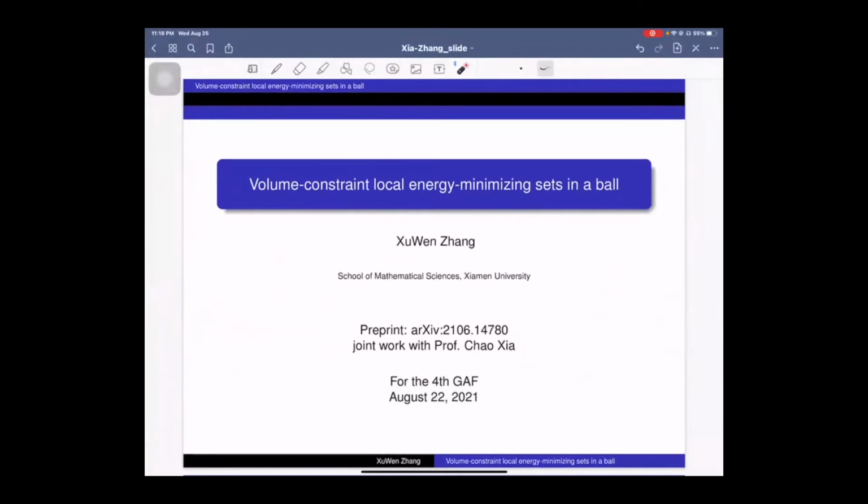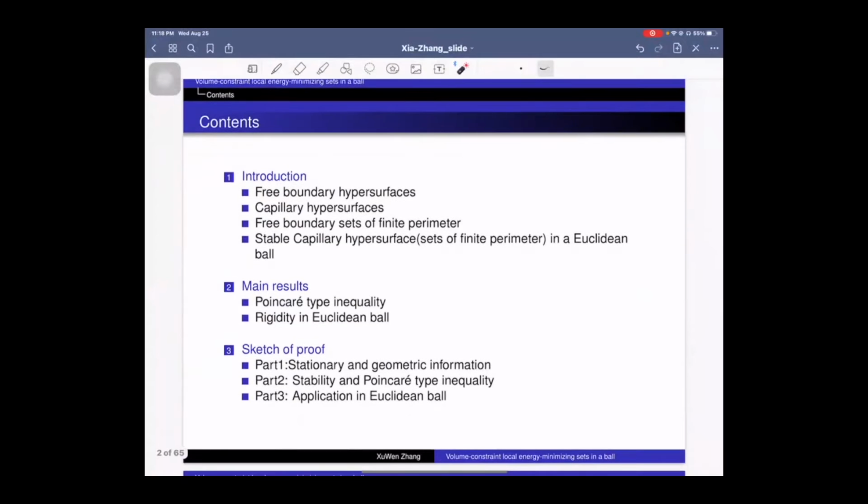And my topic is volume-constraint local energy minimizing sets in a ball. This is a preprint, and you can see the arXiv number here. This is joint work with my advisor, Professor Chao Xia. I will divide my talk into 4 parts. For the first part, I'm going to give a brief introduction and state our main results.